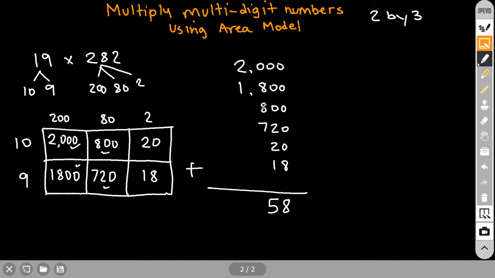So here 8 plus 8 is 16. 16 plus 7 is 23. 2 goes there. 2 plus 2, 4 plus 1, 5. And put a comma here. So the answer to this question is 5,358. So 19 times 282 equals 5,358.